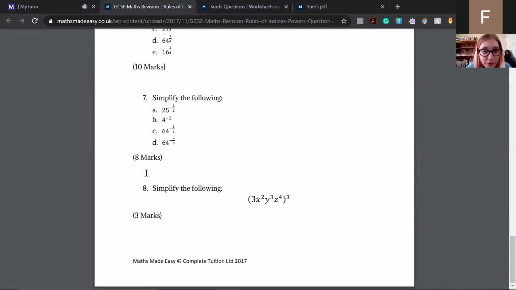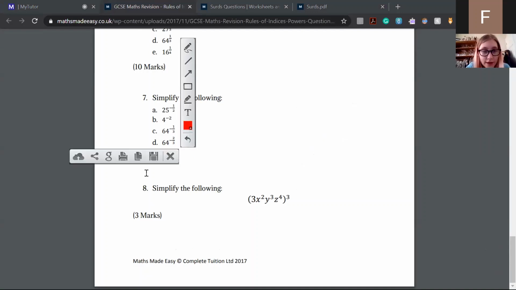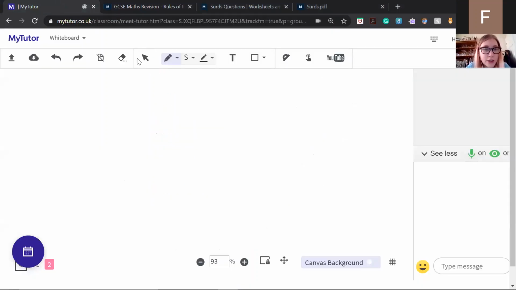Let's have a look at this one. Now, I'd say that this is pretty much one of the hardest indices questions that you can get. So 64 to the minus 2/3. Now, the reason that this is really hard is because we've got a minus in there and we've got a 2/3. So that's kind of a weird thing to think about. But what we're going to do is split it up just the same.